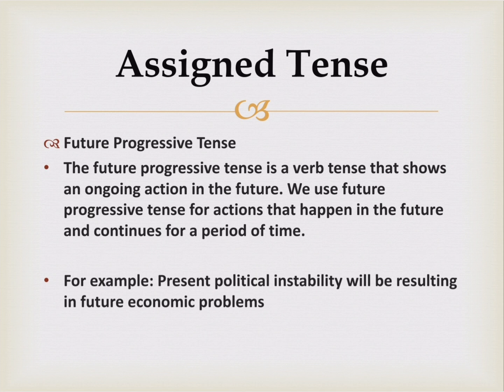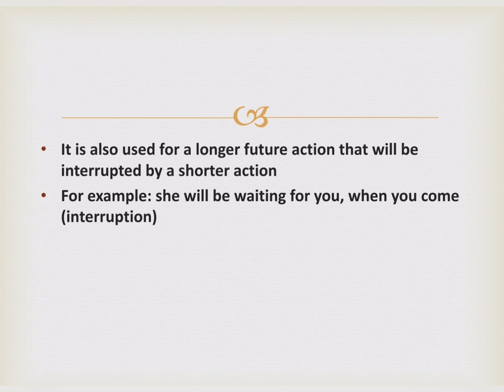Let's look at the example. Present political instability will be resulting in future economic problems. Second point of this tense, it is also used for a longer future action that will be interrupted by a shorter action. For example, she will be waiting for you. It is a future action. When you come. When you come is an interruption to this future action.